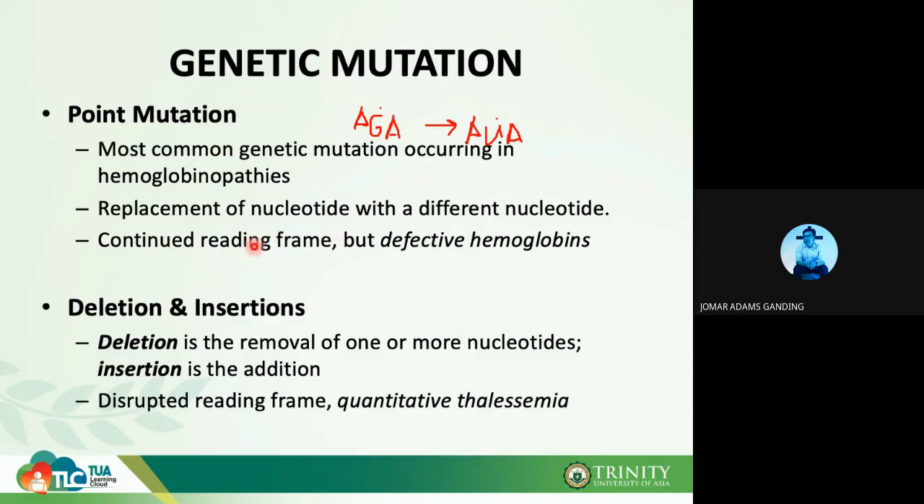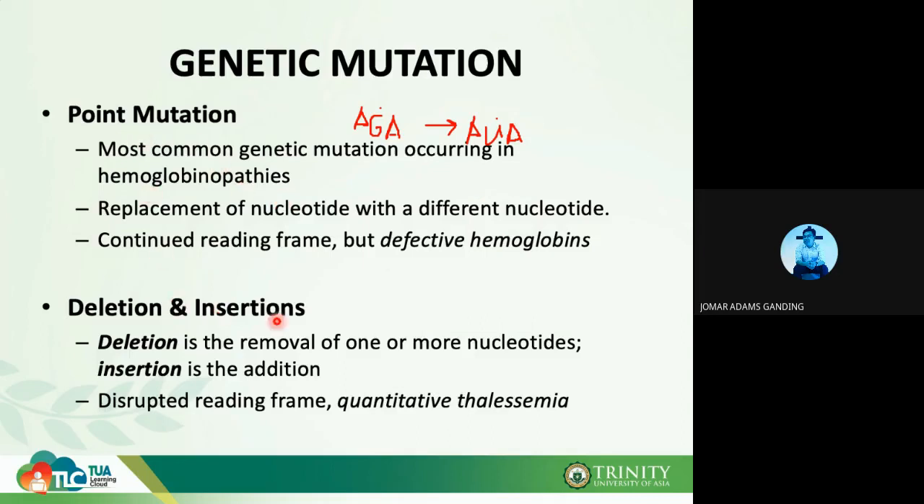It's just that it will now be a defective hemoglobin dahil sa iba na nga yung nucleotide na naipasok. Okay? Iba na nga yung nucleotide na naipasok. Therefore, iba rin yung amino acid na naproduce after translation. So that is for your point mutation.